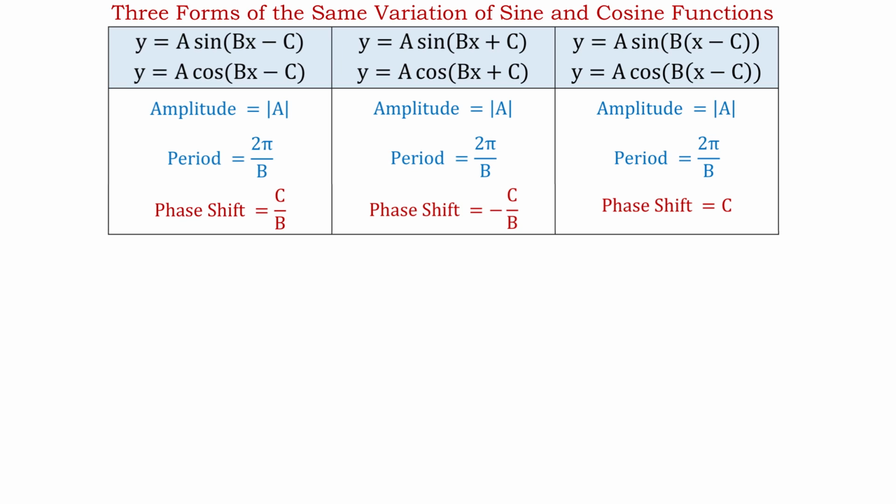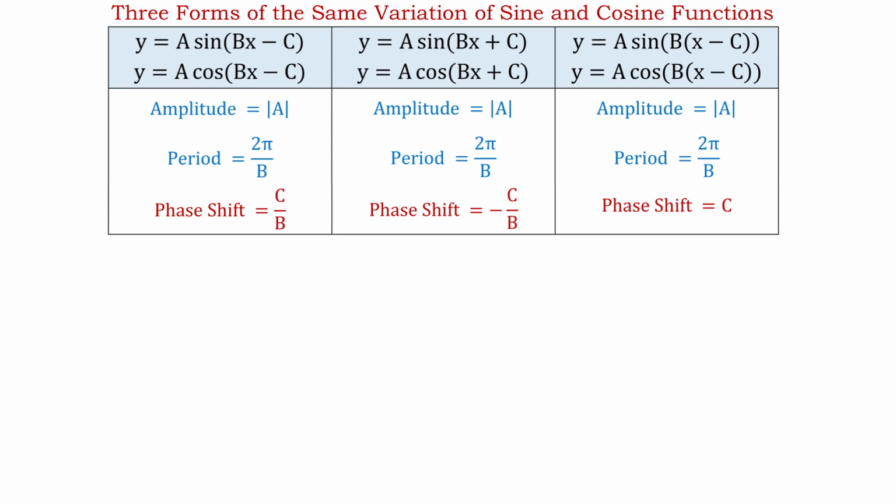Now in column 3 we have the forms y equals a sine of b parenthesis x minus c and y equals a cosine of b parenthesis x minus c. So as you see here, b is factored out, and if we would remove the parentheses, we would have bx minus b times c. So again, depending on the textbook, you may see this form or this one or this one.